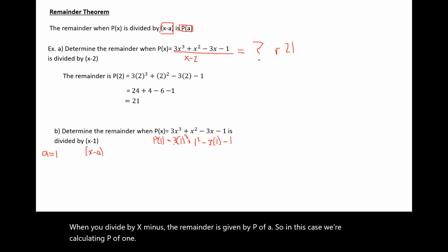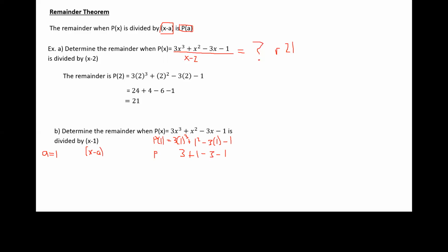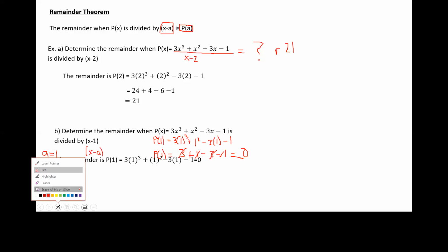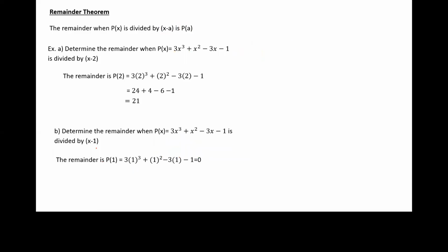One cubed is 1 times 3, plus 1 squared, minus 3, minus 1. So p of 1, when you work all this out, I'm getting an answer of 0. So 3 minus 3, 1 minus 1. So p of 1 is 0. Now, this is why we care. What we've done is we've actually found ourselves a factor of this polynomial.